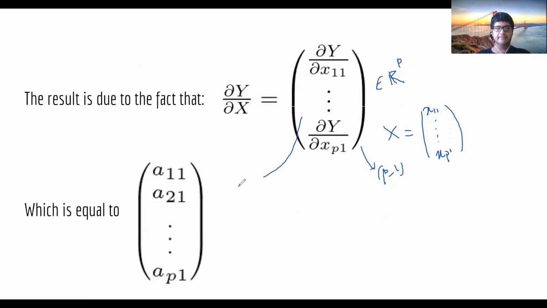And this is exactly equal to this thing, because by definition we know that y is equal to x11 a11 and so on. So if we differentiate y with respect to x11, then what we get is a11. So this is the first element here, a11. As you continue, you can try it out yourself. You are going to get a only.